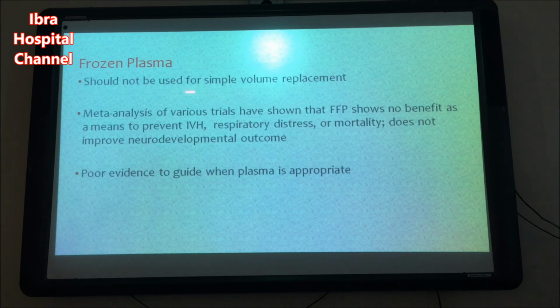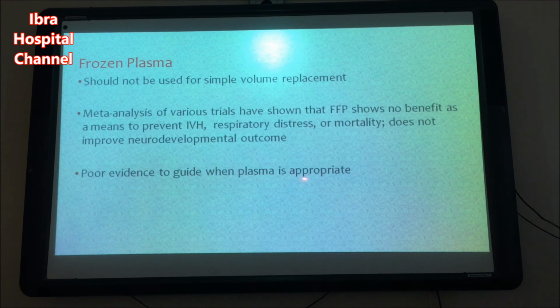Frozen plasma should not be used for simple volume replacement. Never use plasma just to expand the volume of the patient. Meta-analyses of various trials have shown that fresh frozen plasma or frozen plasma shows no benefit as a means to prevent intraventricular hemorrhage or intracranial hemorrhage or respiratory distress or mortality, and they all do not improve neurodevelopmental outcomes.